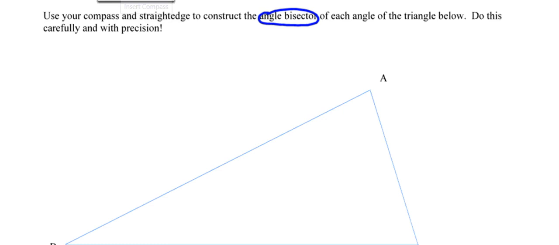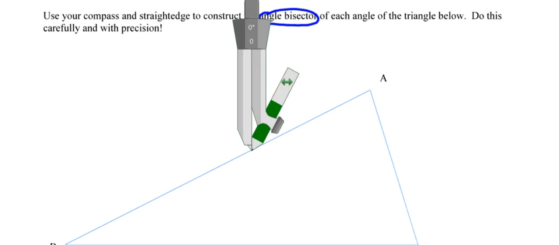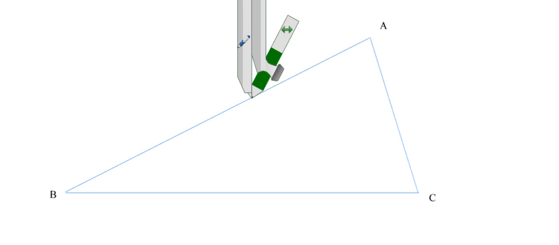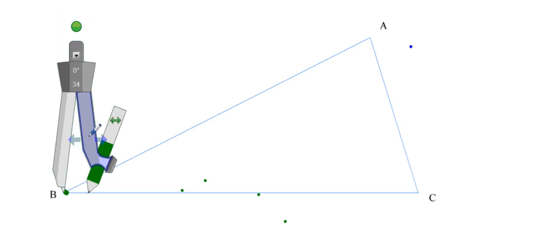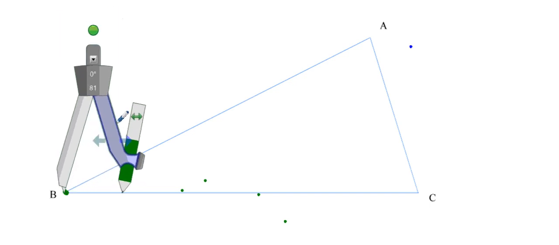So once again, I need my compass and straight edge. Let me dig out my compass. I'm going to start by constructing the bisector of angle B. And if you don't remember this from the work that we did in the fall with the constructions, now's your time to get on board.